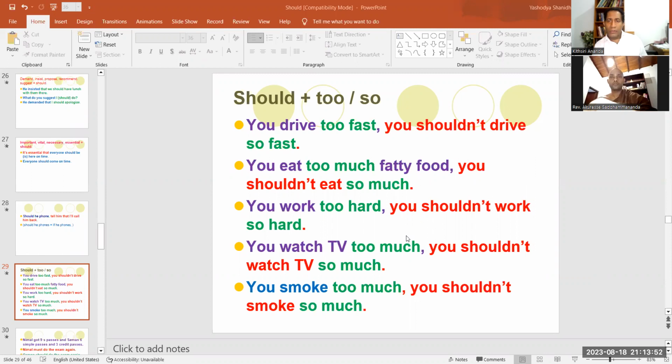You work too hard, you shouldn't work so hard. You watch TV too much, you shouldn't watch TV so much. You smoke too much, you are a chain smoker. You light one after another. Chain smoker.